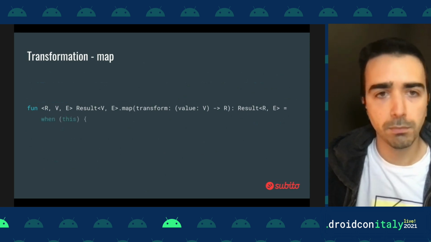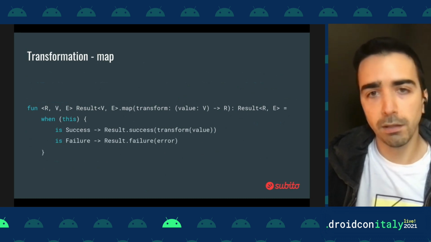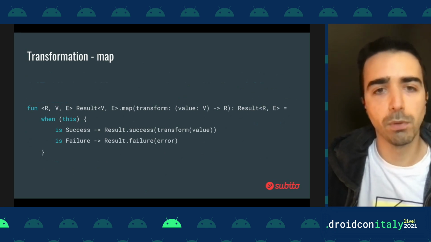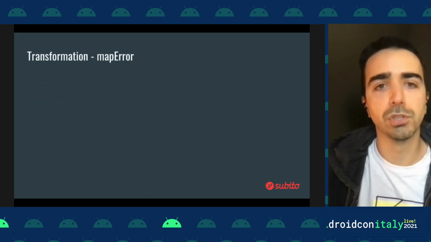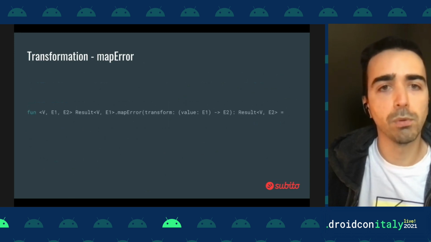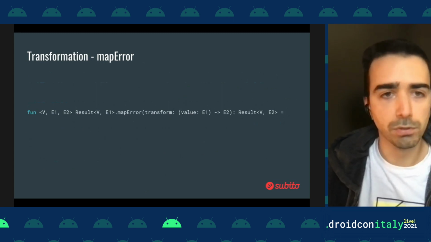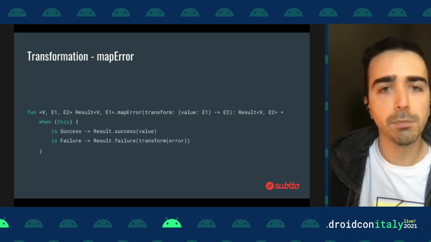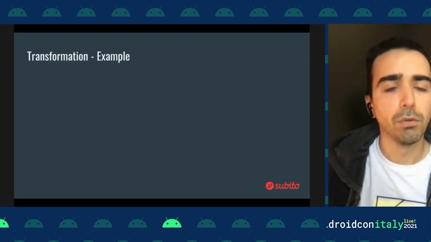The implementation is pretty simple because again, we're using a sealed class. So in case of success, we have the V, we map it to R, and we put it inside our success. Otherwise, we are just propagating the failure. A similar operator allowing us to change the error type instead is mapError. If we have a look at the signature, again, we are invoking it on Result of V and E1 this time, and we are changing the return type to Result of V and E2. The implementation is simple because we are propagating the success type and we are transforming the failure type. So let's see an example.